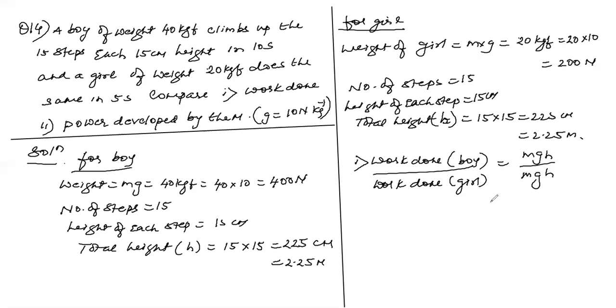For the boy and for the girl, mg for the boy is 400. This is for the boy. And this mg for the girl. Mg for the boy is 400. Height is 2.25. mg for the girl is just 200. Height is 2.25, same. So 200, 2 are, so 2 upon 1. So what is the ratio, children? 2:1.